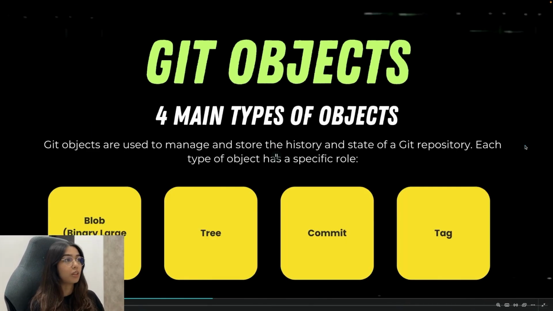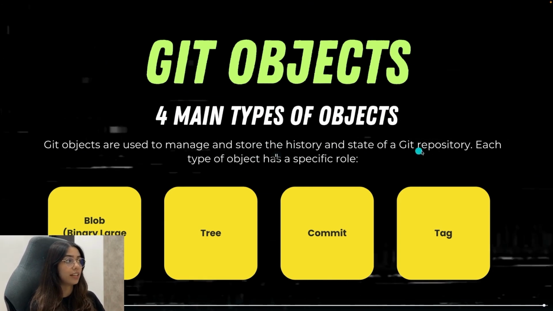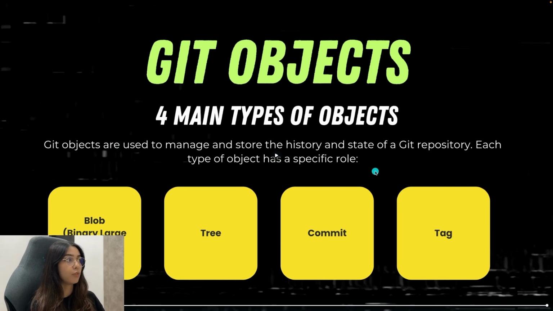So we'll be talking about Git objects mostly. There are 4 main types of objects. There are more objects than the ones discussed in this challenge, I guess. Git objects are used to manage and store the history and state of a Git repository. Each type of object has a specific role. So there is a blob, binary large object. Then there's a tree object. Then there's a commit object. And then there's a tag object.